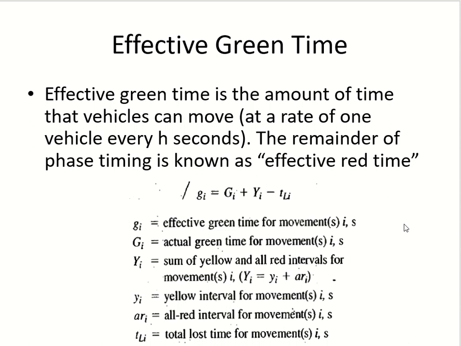Okay. So, green plus capital Y. Capital Y means yellow and all red both. So, green plus yellow plus all red. What does it make? Green plus yellow plus all red. Phase. So, time of the phase minus total loss time of the phase. And the total loss time has two parts, right? What? Startup and clearance.